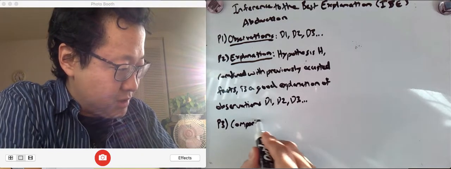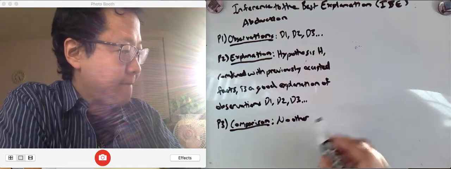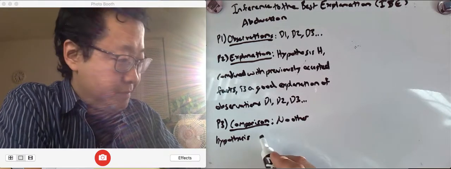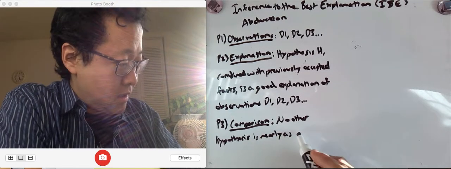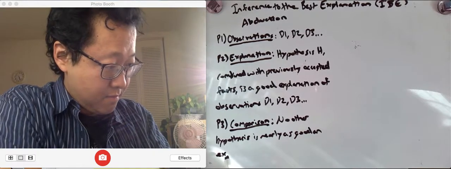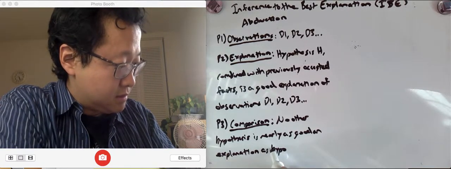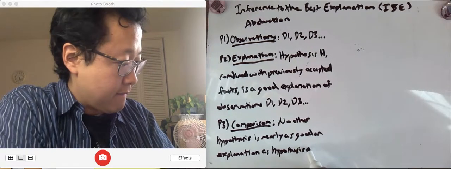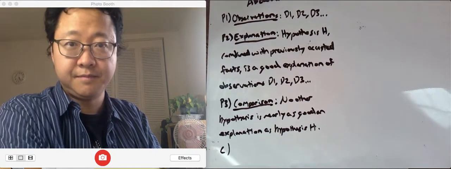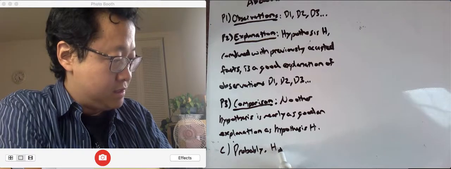Premise three is the comparison premise. It goes like this. No other hypothesis is nearly as good an explanation as hypothesis H. And you conclude, probably H is true.